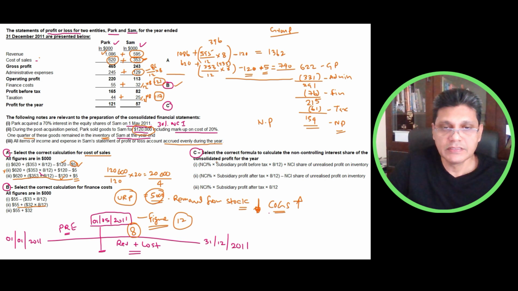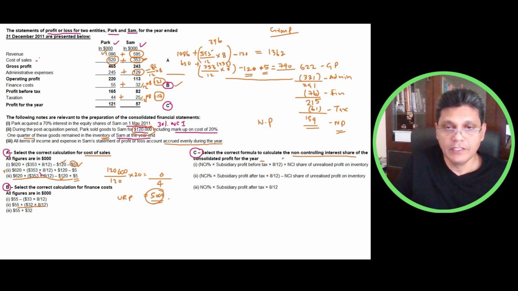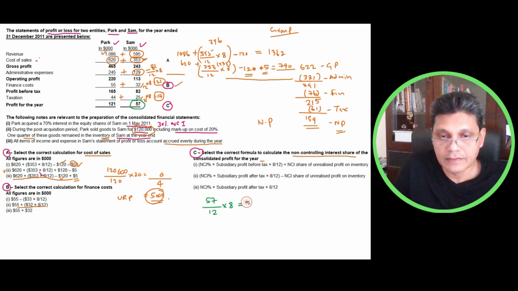Third one, select the correct formula to calculate the non-controlling interest share of the consolidated profit for the year. Now in order to calculate the non-controlling interest share of the consolidated profit or loss, what you should do is, out of these sums, the 57,000. That 57,000 you should take how many months? 8 months. The post acquisition period is 8 months. If you take 57 divided by 12 times 8, it's going to be 38.